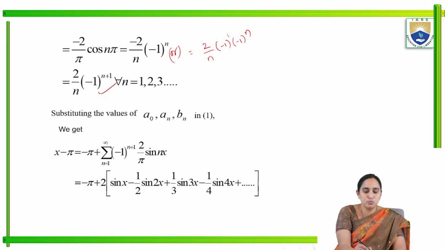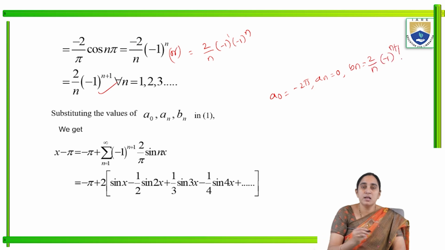That is minus 2 pi plus sigma n is equal to 1 to infinity. If A naught is minus 2 pi, then an is equal to 0, and bn is equal to 2 by n into minus 1 whole power n plus 1. From that, substitute there. After substituting here, 2 cancels directly, we get minus pi, and an is 0. What about bn? 2 by n into minus 1 whole power n plus 1 into sin nx.